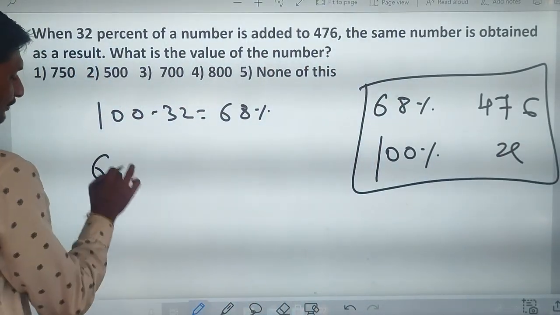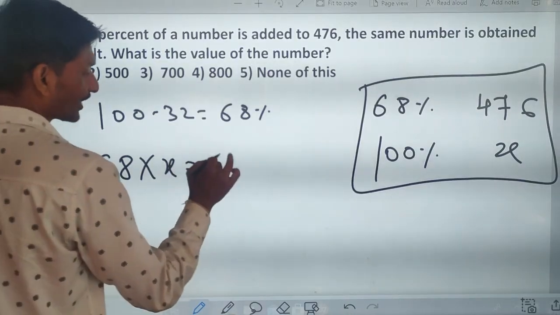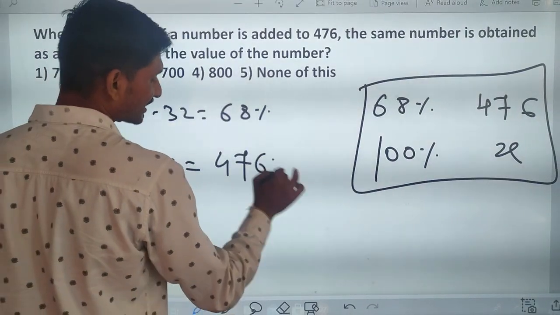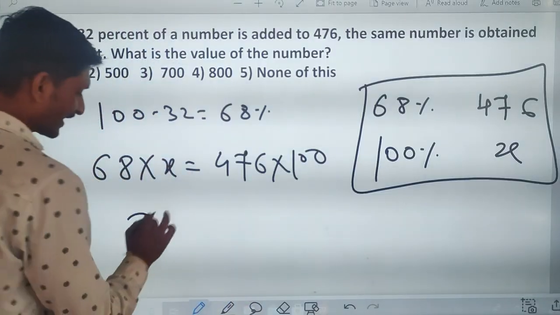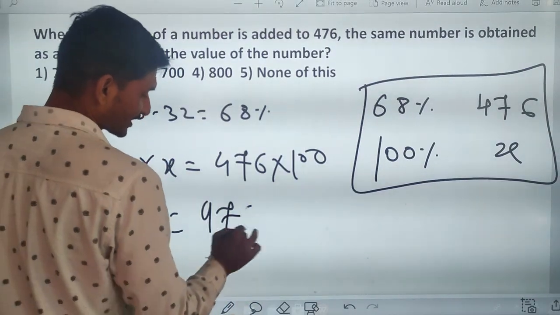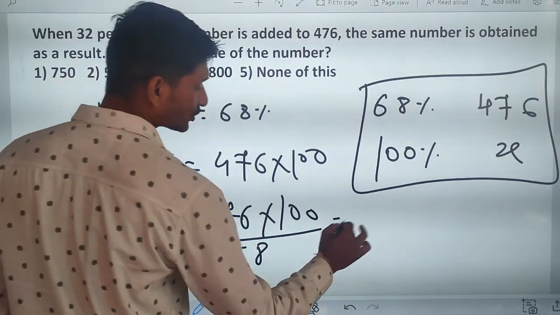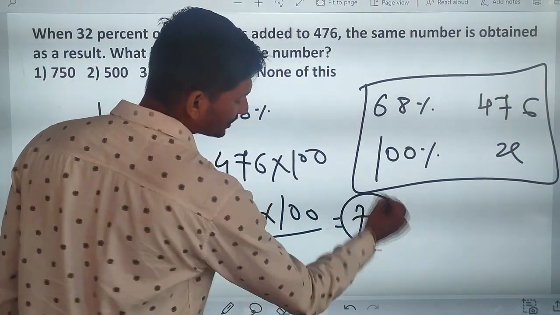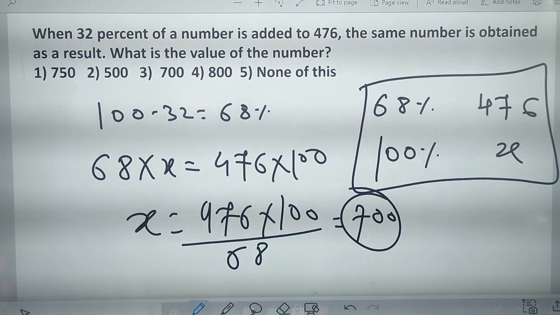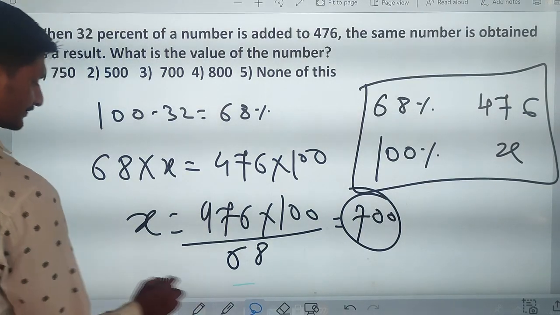Now we take cross multiplication. 68 into 100 is equal to 476 into 100. We write x is equal to 476 into 100 divided by 68. This also becomes 700. Now this number is 700.